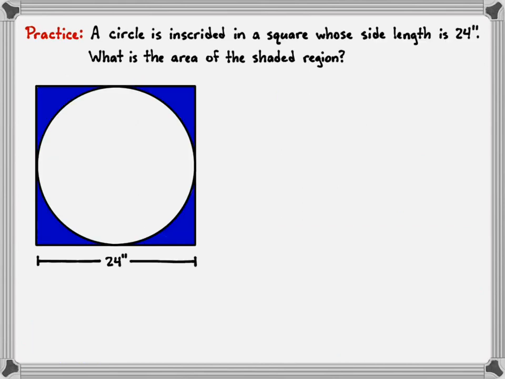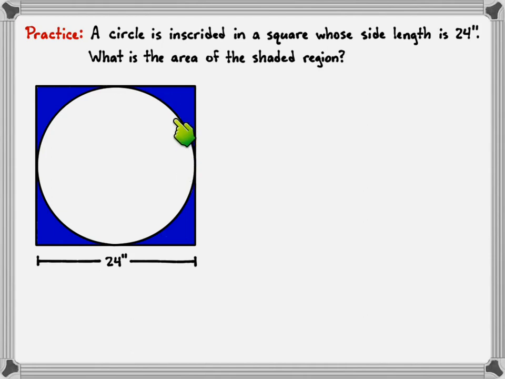All right, last problem here. In this problem it says a circle is inscribed in a square. Inscribed simply means that the circle hits the square exactly at those 4 points. There's no overlap where it comes out of the square, and it's not like it's missing it. It's touching it here, here, here, and here. Anyways, the circle is inscribed in a square whose side length is 24 inches. What is the area of the shaded region?